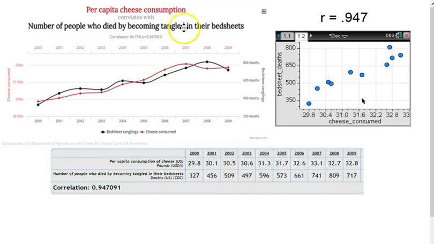Here's another one. The per capita cheese consumption in the United States correlates very highly with the number of people who died by becoming entangled in their bed sheets. Here's the correlation coefficient of 0.947. You can see a very strong linear trend. But once again, I don't know that consuming cheese causes you to die by becoming tangled in your bed sheet. So once again, not a cause and effect relationship, but there is a correlation.